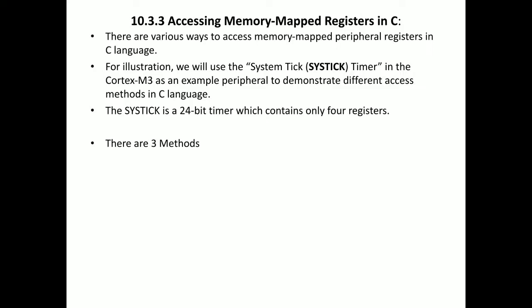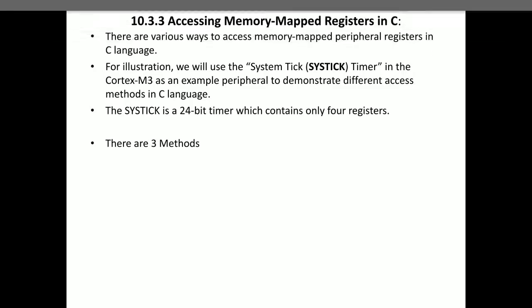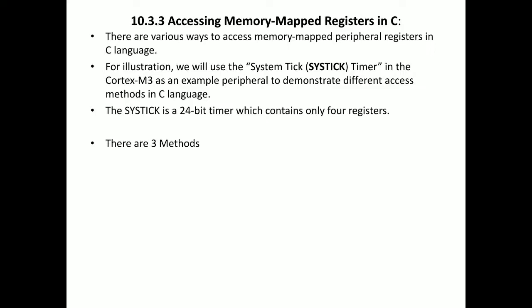Next, about accessing memory mapped registers in C. We'll use the system ticker to tick the time, meaning the time should go like a pulse. The system ticker is a 24-bit timer which contains only 4 registers. There are various ways to access memory mapped peripheral registers in C language. There are 3 methods. We'll start with the system tick, which has 4 registers.